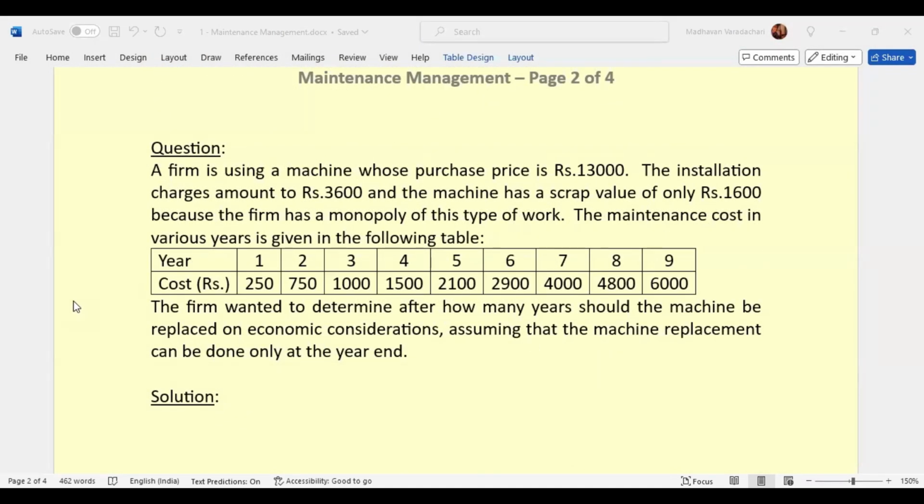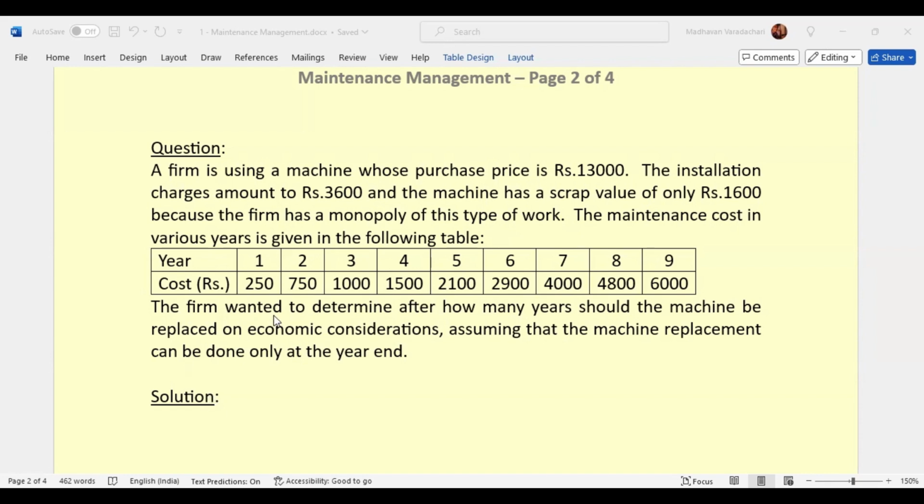The question is, a firm is using a machine whose purchase price is rupees 13,000. The installation charges amount to rupees 3,600 and the machine has a scrap value of only rupees 1,600 because the firm has a monopoly of this type of work. The maintenance cost in various years is given in the following table. So they gave us the data from year 1 to year 9. We may clearly notice that every year, cost is getting increased because of probably wear and tear.